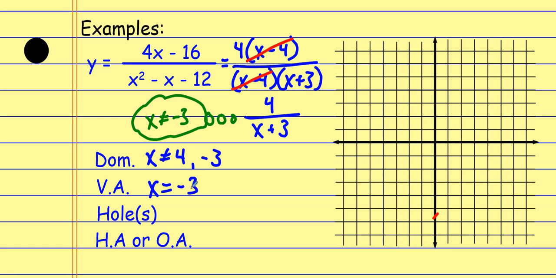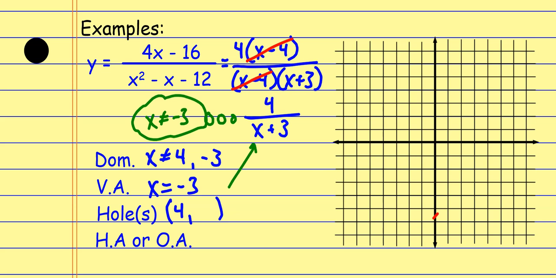The 4 that was a domain restriction is no longer listed when I get to the simplified version, so remember that's our hole in the graph. And remember, that's just the x value for the hole in the graph. You have to plug it back into this guy to get the y value.